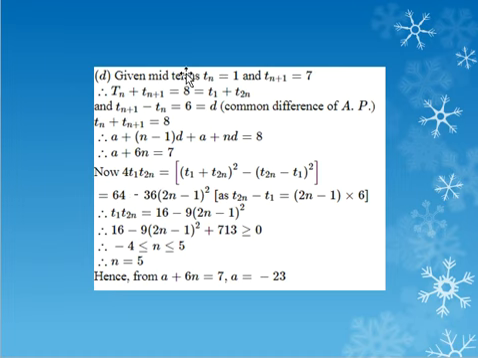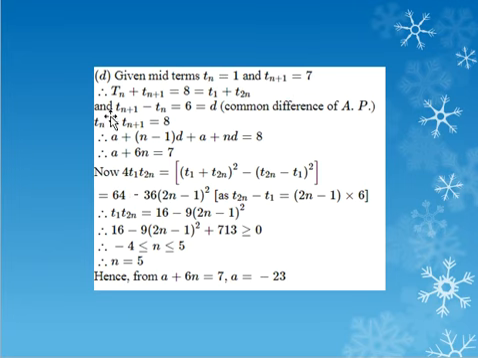Now, given the middle terms, Tn equals 1 and Tn plus 1 equals 7. But this does not look as I mentioned. What did I mention in the previous slides? I said that the middle term was n by 2, but here it's only n. That's because the number of terms is not n, but it is 2n, and 2n by 2 is nothing but n. And the term after it is Tn plus 1. So we know Tn equals 1 and Tn plus 1 is 7.